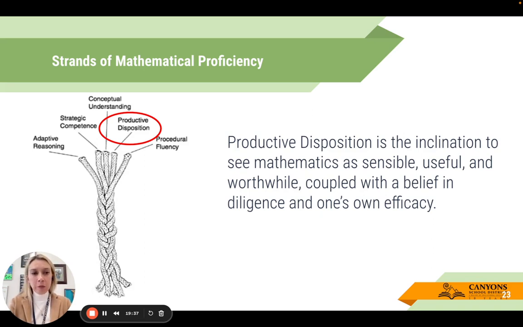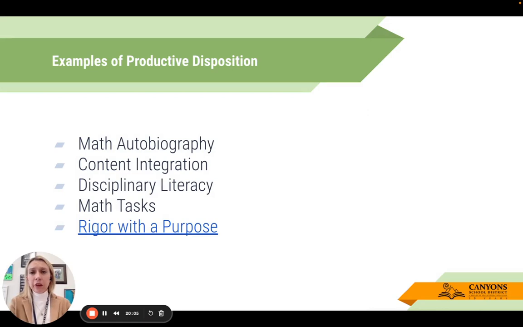So the soapbox that I will get on often is that math feels like the only content area that we're allowed to brag about being bad at. And let's start changing that narrative, right? So by building that productive disposition, we're changing that narrative for our students. So this really is how we talk about math in our classroom. So just be careful about the words that you use and the messages that you send about mathematics and your own experiences with it. So some examples of how you can build that into your classroom.